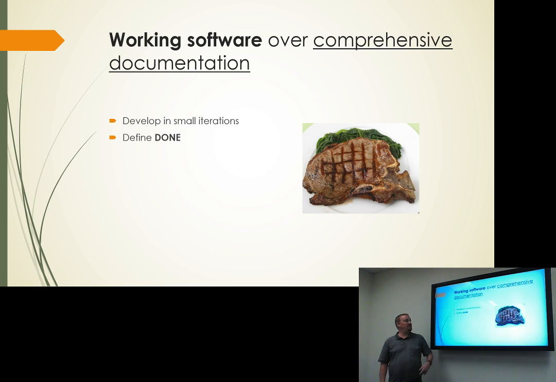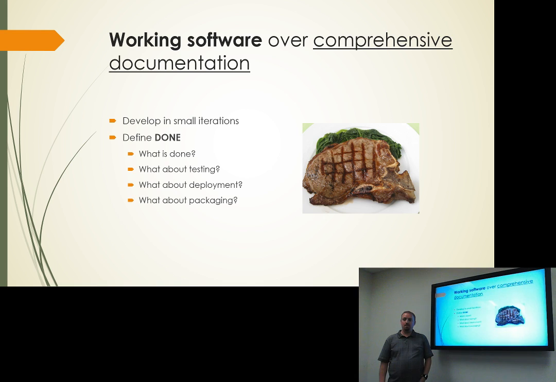So we need to define, for each time that we do an iteration, what it means to be done and having working software. Okay? So what is done? What about testing? What about deployment? What about packaging? How are we packaging this? Are we putting it on a DVD and distributing it out to people like Windows 95 was back in the day? Or, actually, that was on CD anyway. Or is this a deployment package that goes out online? And are we even saying that this packaging is part of being done?